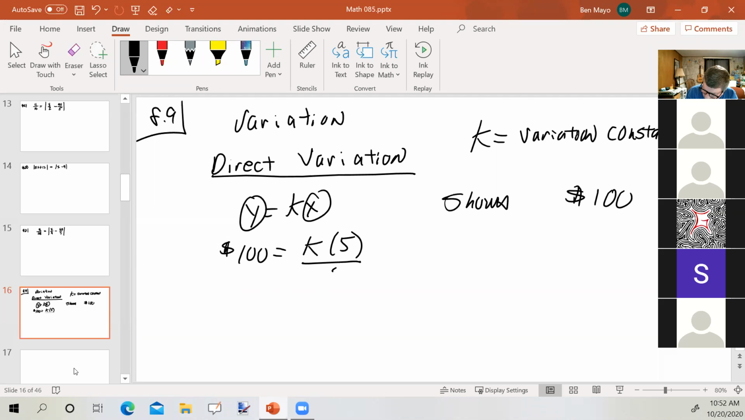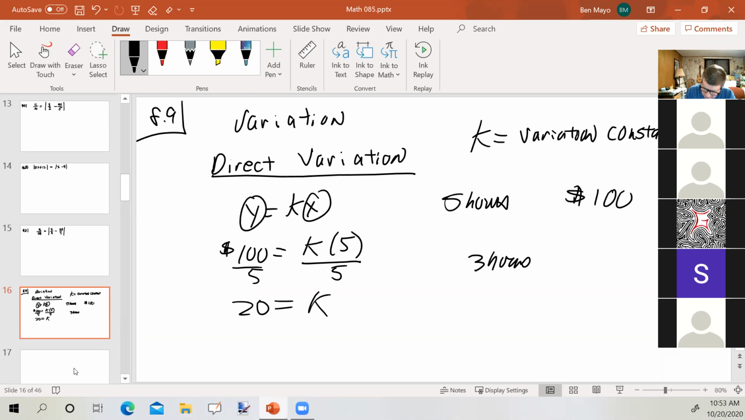Why did I take out a zero? I just neglected that. Is that a little better? $20 an hour? Yeah, okay, that's a little better. There we go. So my scenario is saying I will pay you $100 if you come and work for 5 hours. From that, we can establish that I'm going to pay you $20 an hour. That's the variation constant.